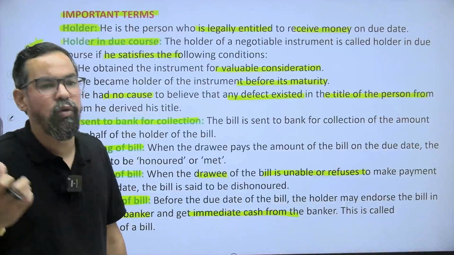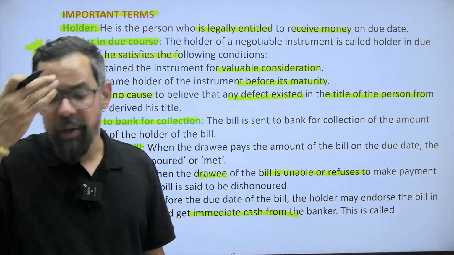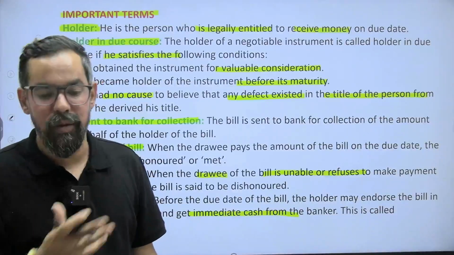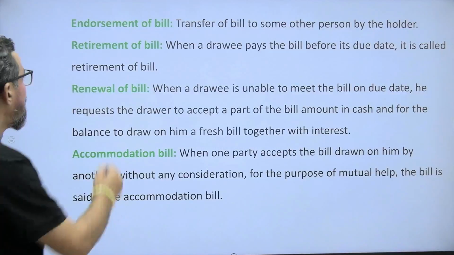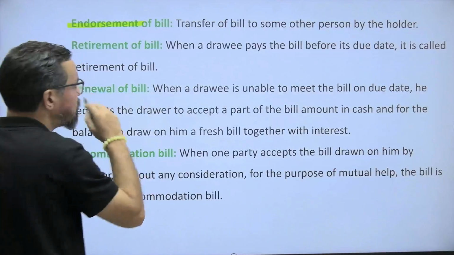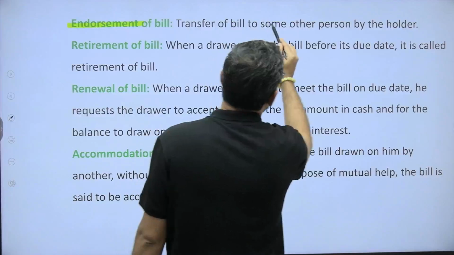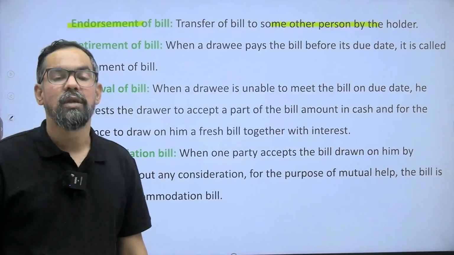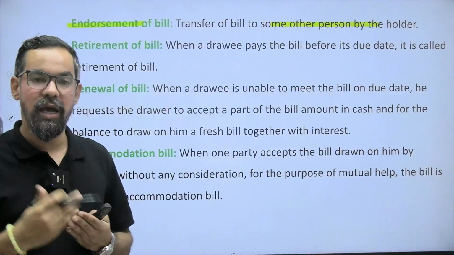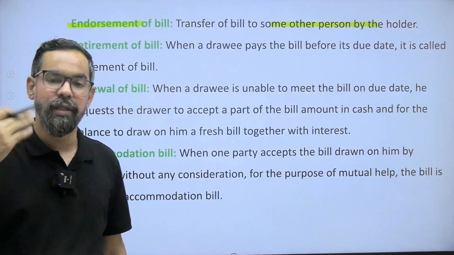So I do not have to wait for the next 90 days, because as per the requirement, I'll be needing that particular money. So that is part of this particular one, right? Next one, endorsement of bill, transfer of bill to some other person by the bill's holder. Okay. So let's say it is a case where as an owner, I'm transferring that particular bill.